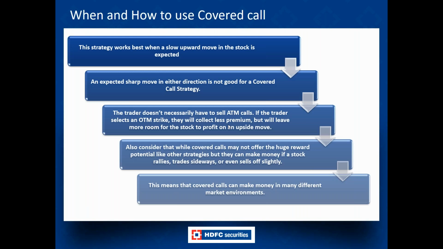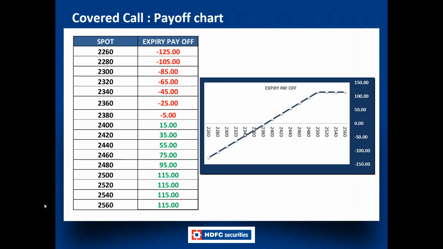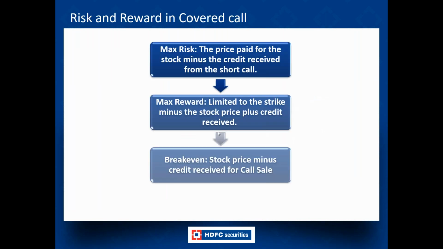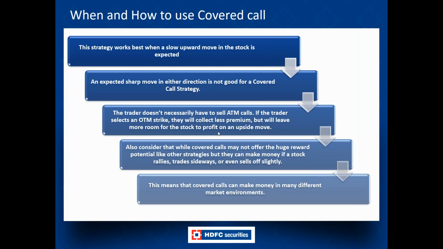Now, when and how to use a covered call. This strategy works best when a slow upward move in the stock is expected. An expected sharp move in either direction is not good for a covered call strategy. Now, the trader doesn't necessarily have to sell at the money calls. If the trader selects an out of the money strike, they will collect less premium, but will leave more room for the stock to profit on the upside. So here we have sold an out of the money option at 2600, and as we have sold an out of the money option, we will have more room to earn profit from the upside move.